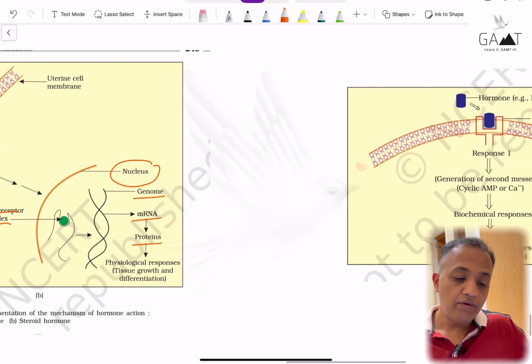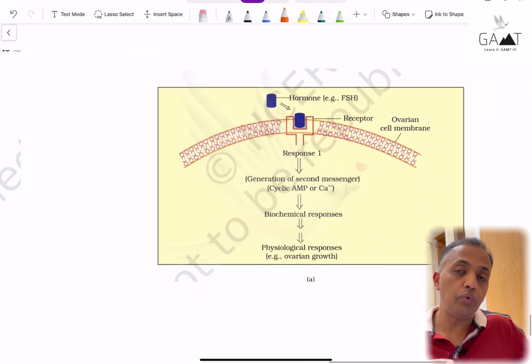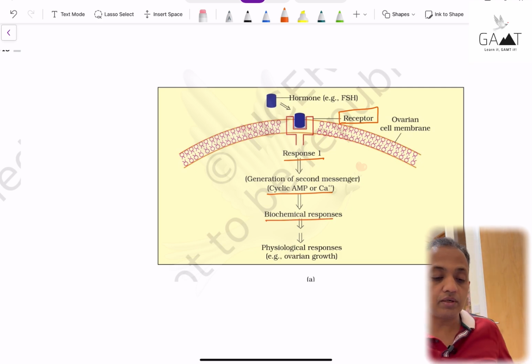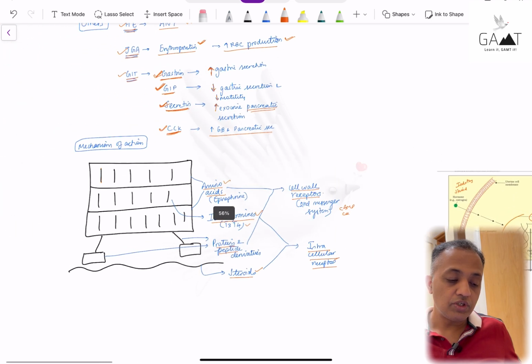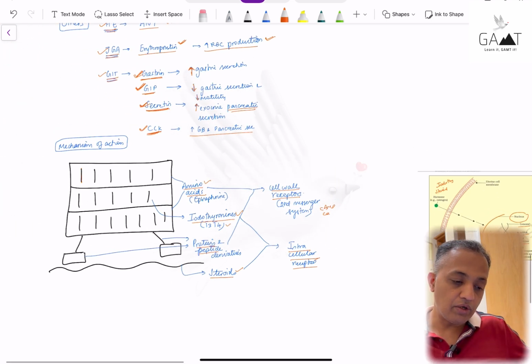That's how they work. Whereas protein hormones and amino acid hormones have receptors on the wall of the cell, and then they generate a response. It creates the second messenger cyclic AMP or calcium, which brings about the biochemical response. All right, so that kind of completes the chapter now.